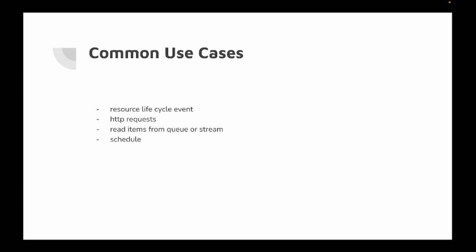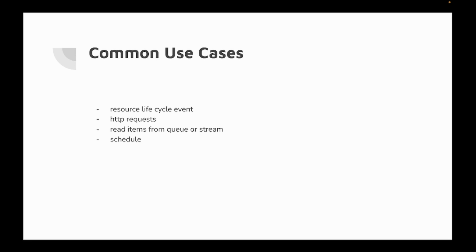Another use case would be HTTP requests, meaning you want to expose your Lambda function to the outside world. Let's say you are creating some backend APIs. You can create your logic in your Lambda function, and for the API endpoint, you can use API Gateway, which will give you an endpoint that you can expose to your users. Whenever your users make a request to that endpoint, the API Gateway will then invoke your Lambda function. So you can use HTTP requests to invoke your Lambda function.